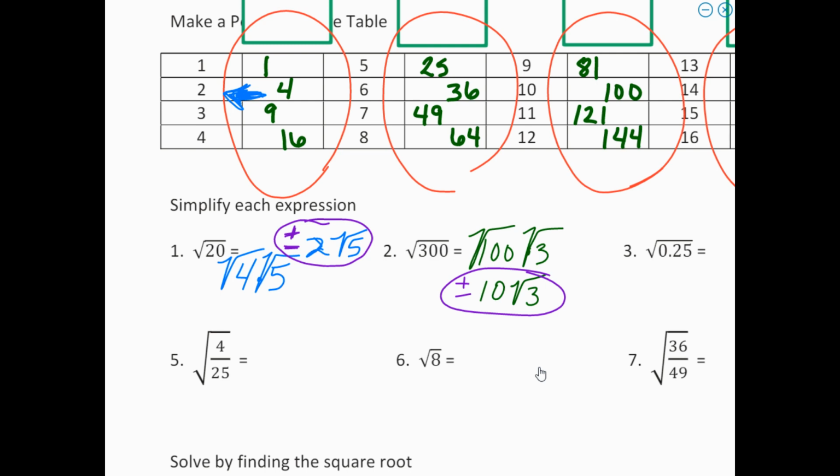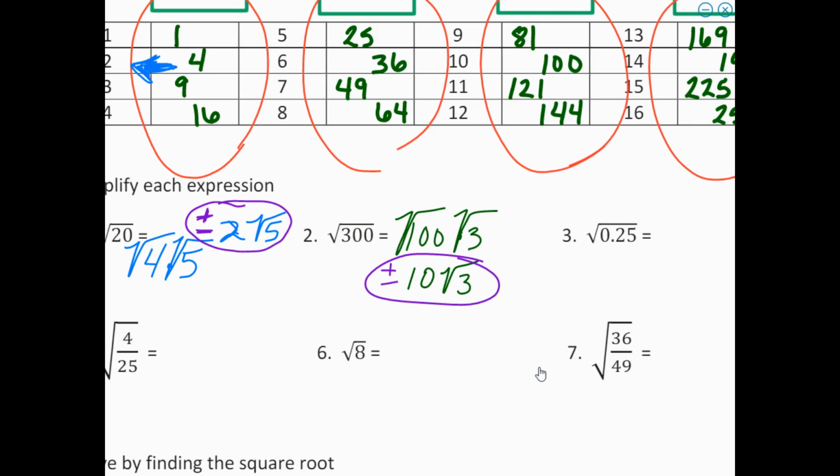Okay. Now, number 3 is a decimal point. Put that one in your calculator. What does it give you? 0.5. This is the only one that I will allow a decimal on, is if there's a decimal in the answer. But notice, is this right here a perfect square? Yes. 25 is a perfect square. It just is behind a decimal point. What's the square root of 25? 5. So, same thing. It just stays behind the decimal point. It was still a perfect square.